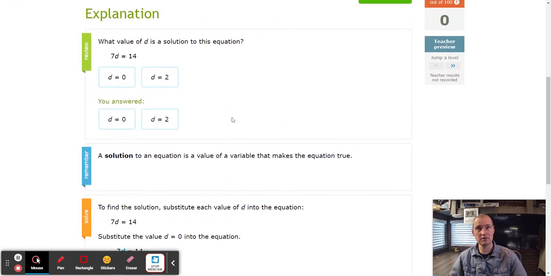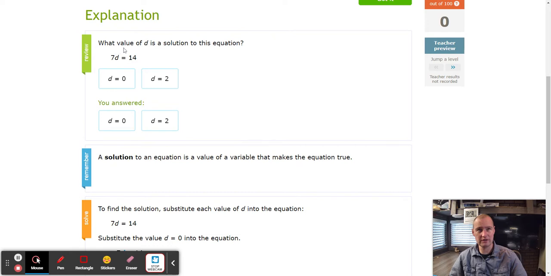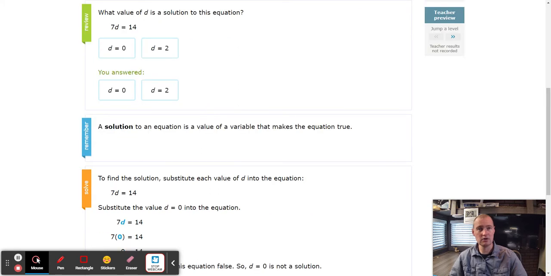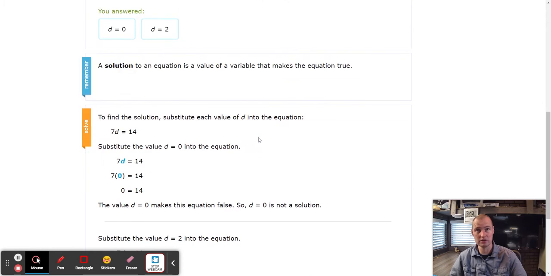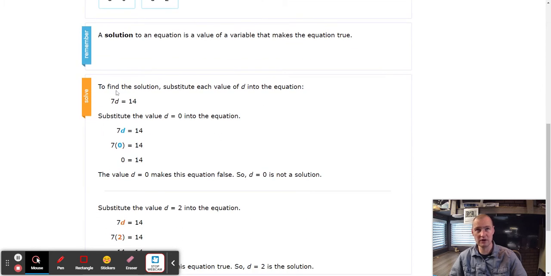Now, what are we doing today? So the question is asking, well, what's the value of D that is a solution to this equation? So it's either 0 or 2. According to our remember section, a solution to an equation is the value of a variable that makes the equation true. So to find the solution, substitute each value of D into the equation. The word substitute means to simply plug in the value of D. So we got two things to plug in. One of them is going to work, one of them is not.